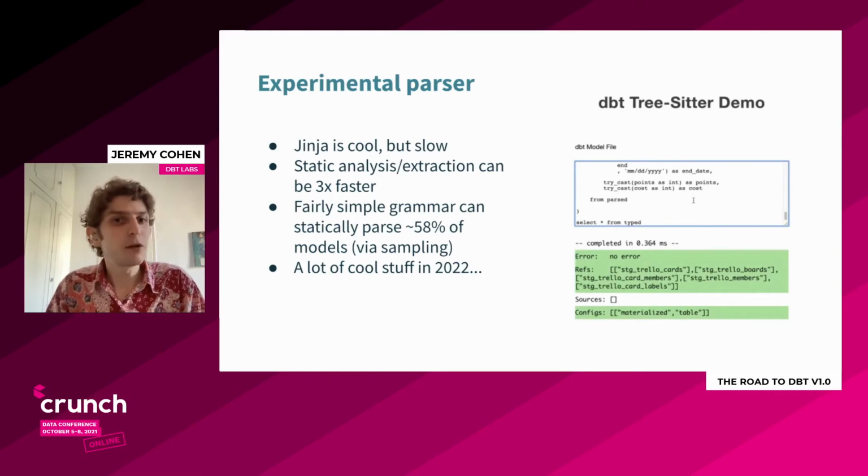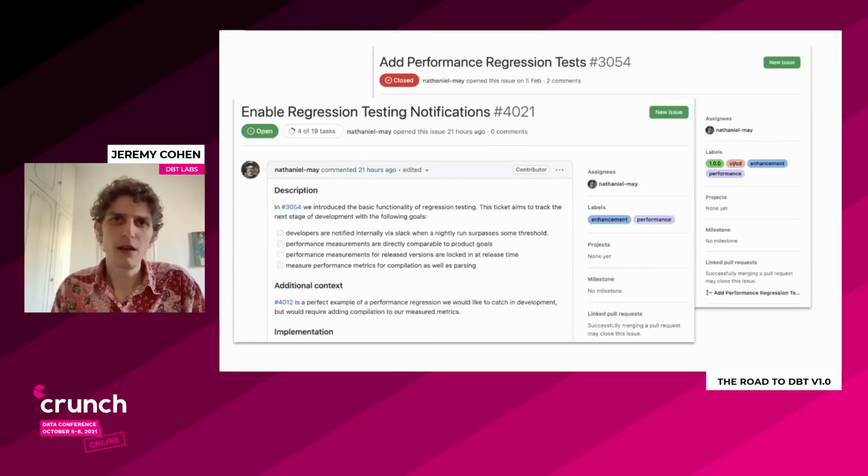We wrote a fairly simple tree-sitter grammar, could statically parse about just under 60% of models in the wild via sampling. We were able to confirm it's just about always right. Now, is always right. This is going to unlock a lot of cool stuff for us next year, I think, but for the time being, it's 3 times faster.